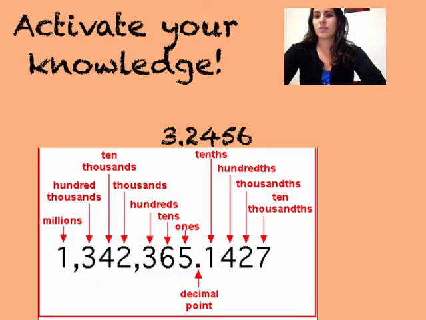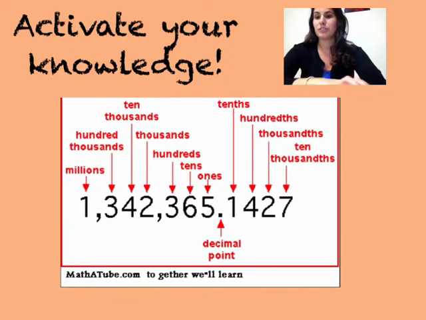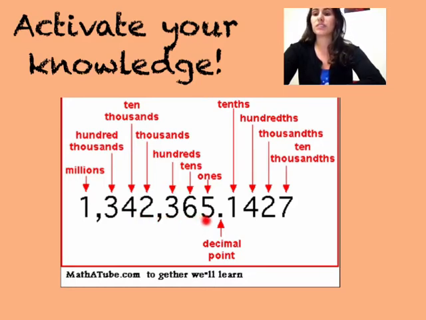This is a chart that shows us the place value of certain numbers. Here we have all the way from the millions, hundred thousands, 10,000s, thousands, hundreds, tens, ones. There's that decimal point. These are tenths, hundredths, thousandths, it's hard to say, and 10,000ths. All right, so if we go back to that number, let's see if we can figure it out.